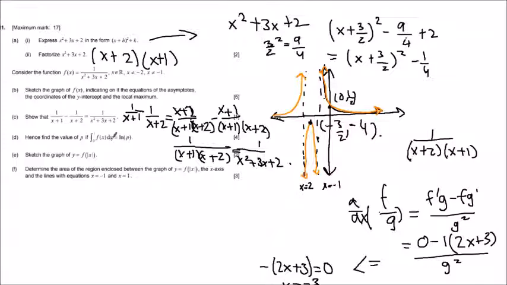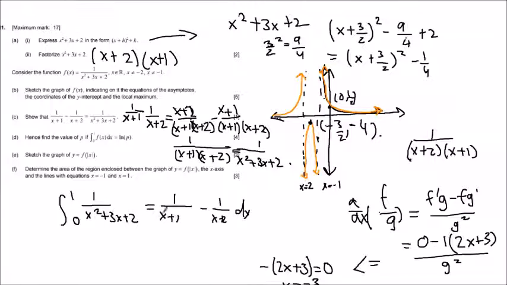Hence, find the value of p if the integral from 0 to 1 of f of x dx is equal to the natural log of p. It's going to be a little bit tough, but first of all, we're going to calculate this integral from 0 to 1 of f of x, which is 1 over x squared plus 3x plus 2, which is just equal to 1 over (x plus 1) minus 1 over (x plus 2), dx.